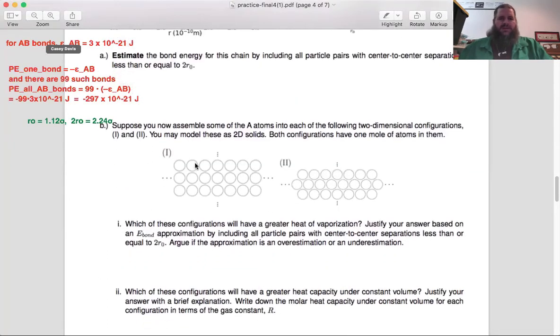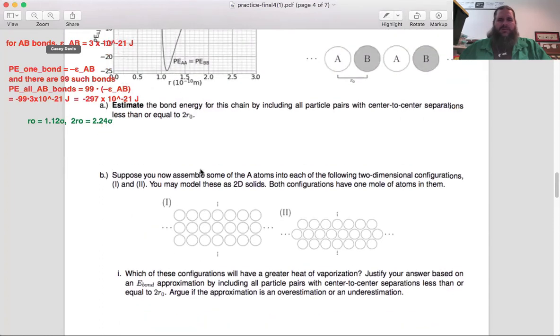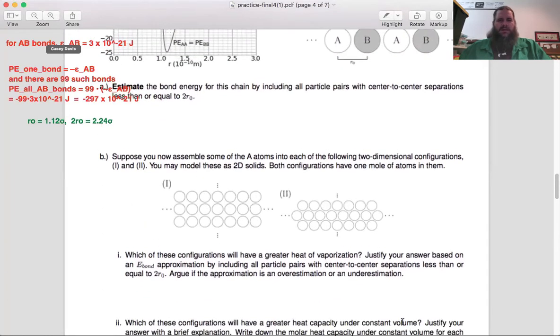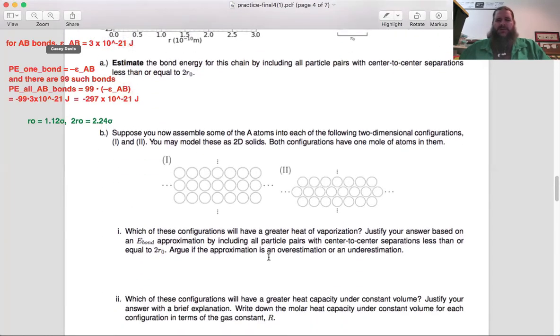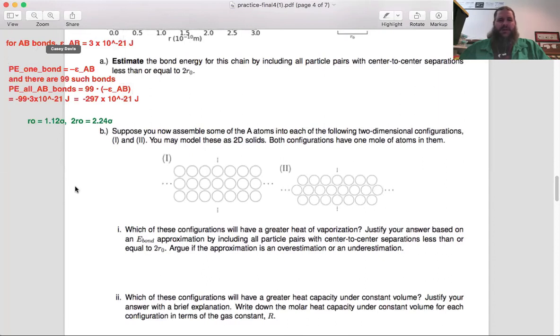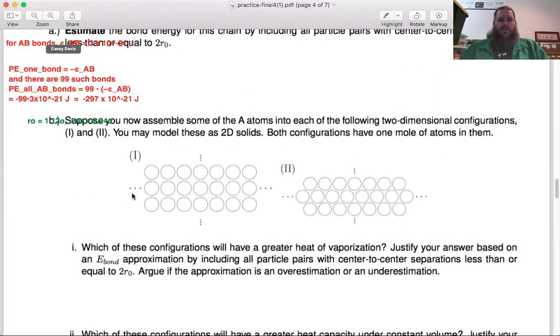In this rectangular grid, note that we still want to predict based on any particle pairs with center-center separations less than or equal to 2 R naught. So let's say in this grid we're talking about some central atom. And these are all type A atoms, so we don't need to worry about AA, BB, AB. They're all just AA atoms.